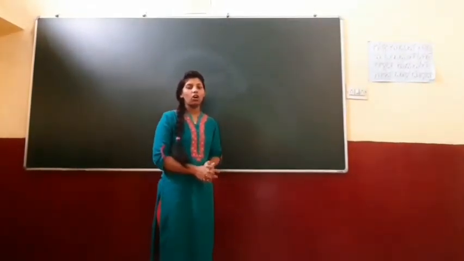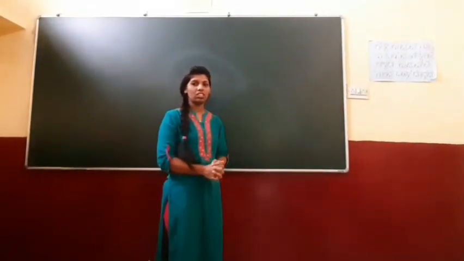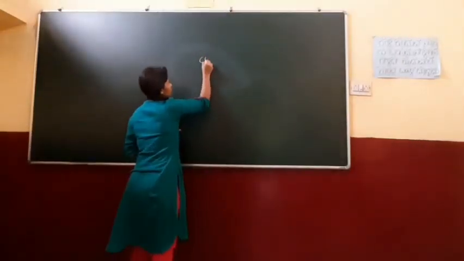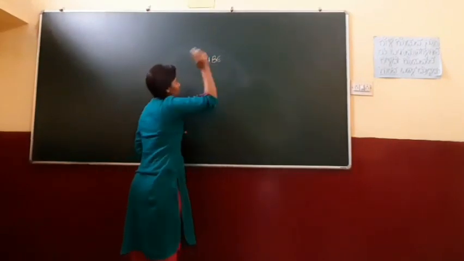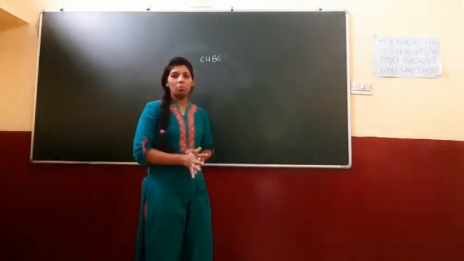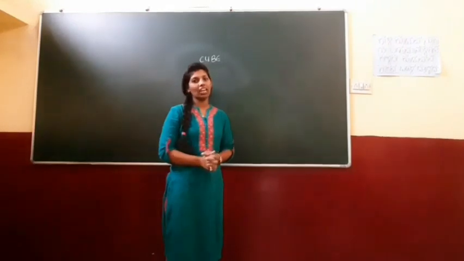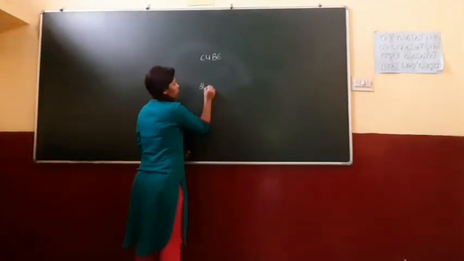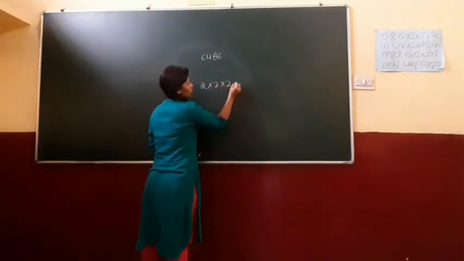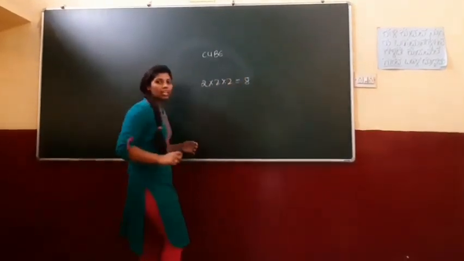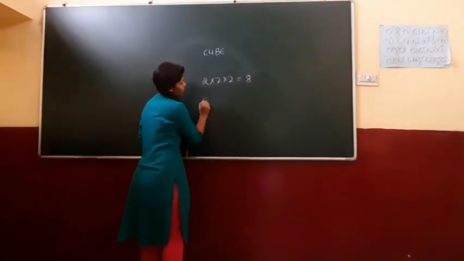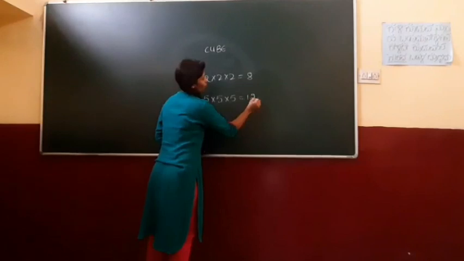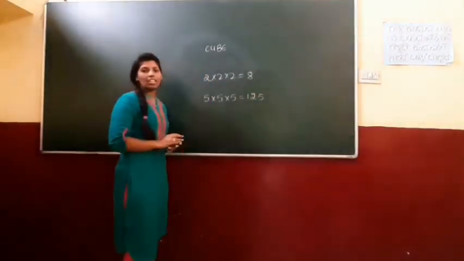Cubes. So how to find the cubes of two-digit numbers? Okay, now let us learn what a cube is. A cube is a number multiplied by itself thrice. For example, 2 into 2 into 2 is equal to 8. Another example, 5 into 5 into 5 is 125. This is called a cube.